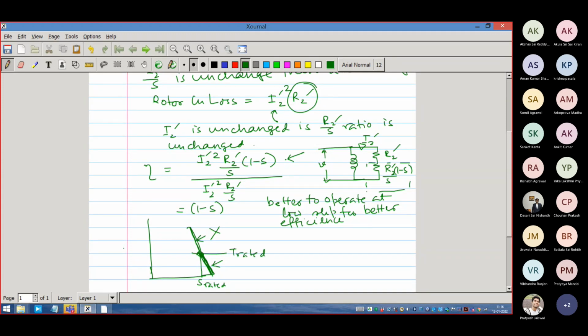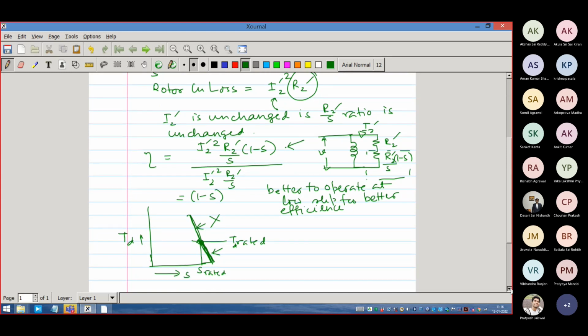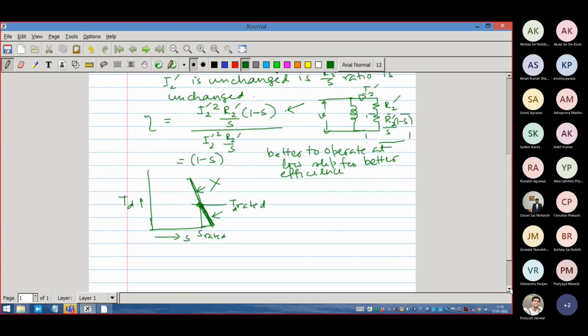This is the rated slip. This is the developed torque, TD rated, and this characteristic I am drawing with respect to the slip. This is slip equal to 0, and this is slip equal to 1. Slip equal to 0 implies that speed-wise it is omega synchronous, the synchronous speed. That is what it is implying. So we are operating the machine very close to the synchronous speed, right?